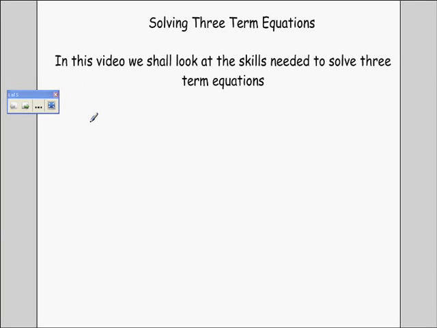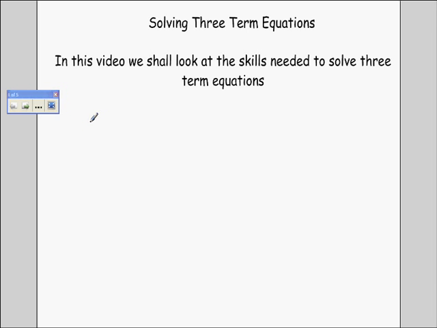In this video we'll be looking at the skills needed to solve three-term equations. In the main, the idea is all centered around the concept of inverse processes. By inverse process, if you're going to add a number to something, the inverse process to that would be to subtract. If you're going to subtract a number from something, the inverse process would be to add, and so on.